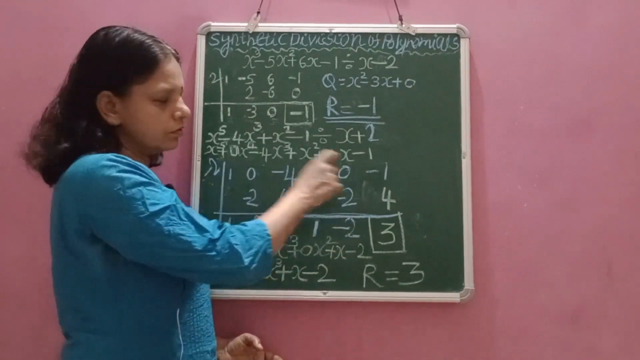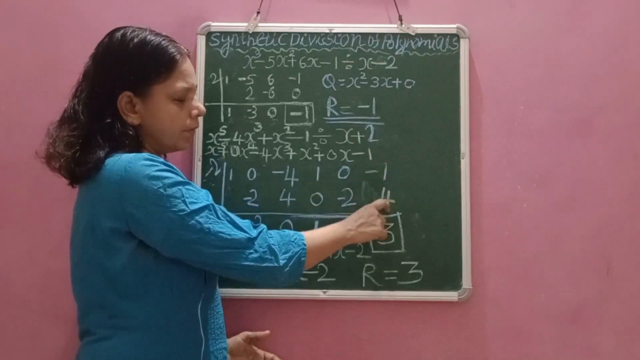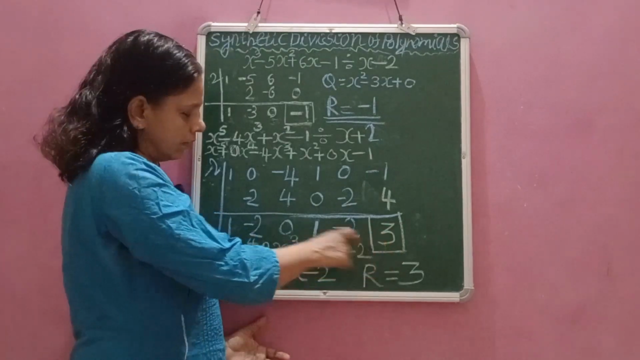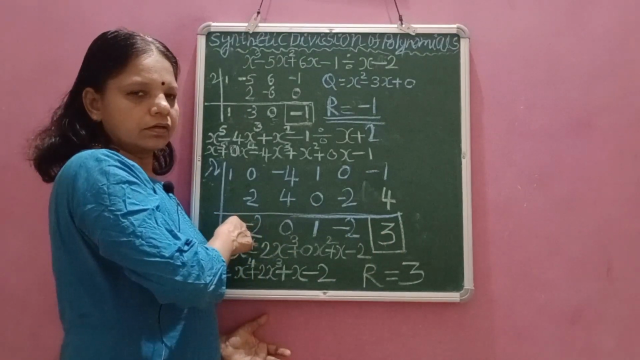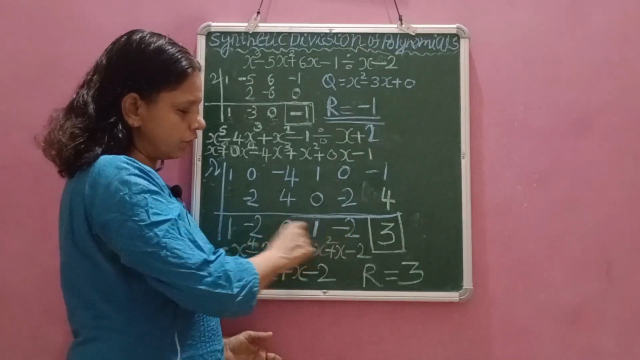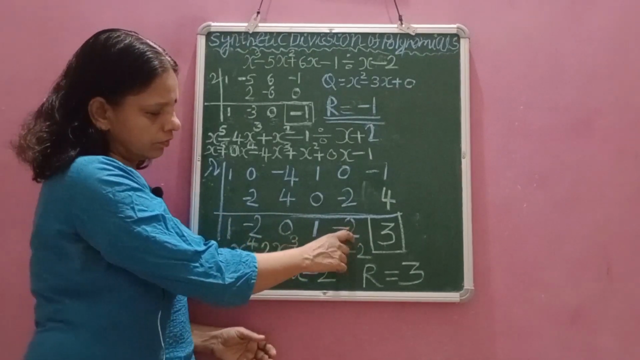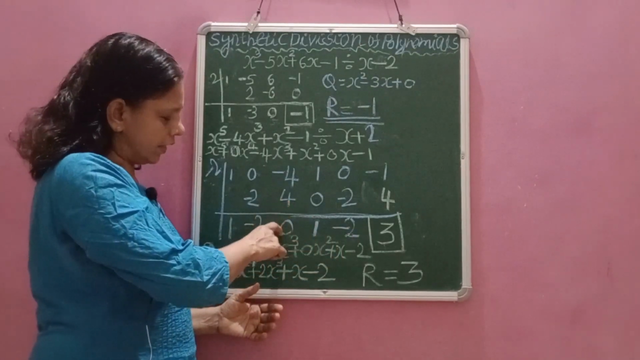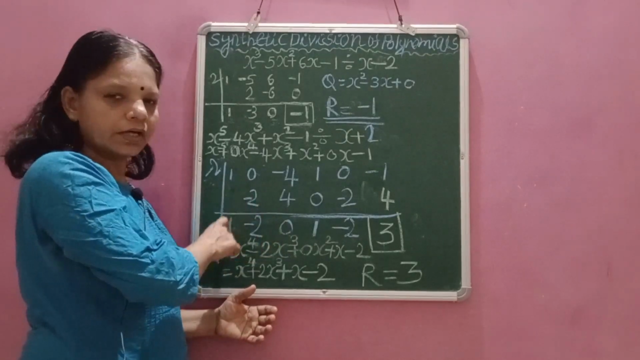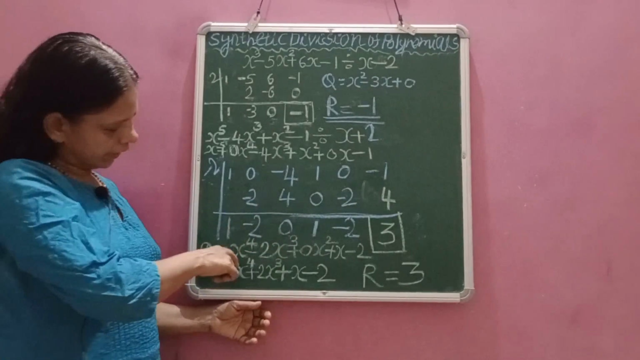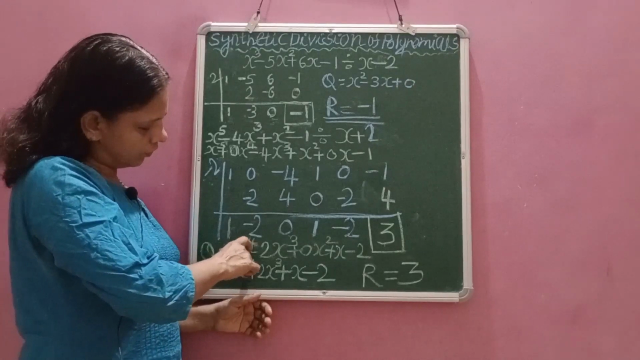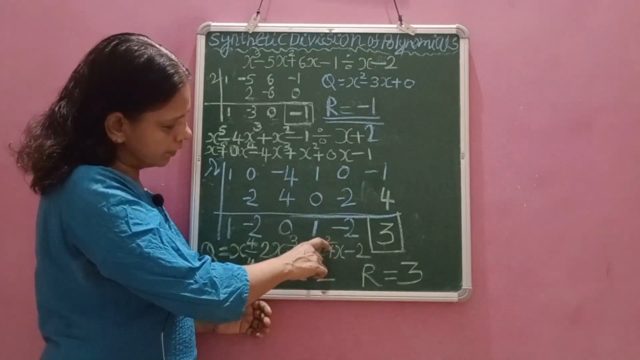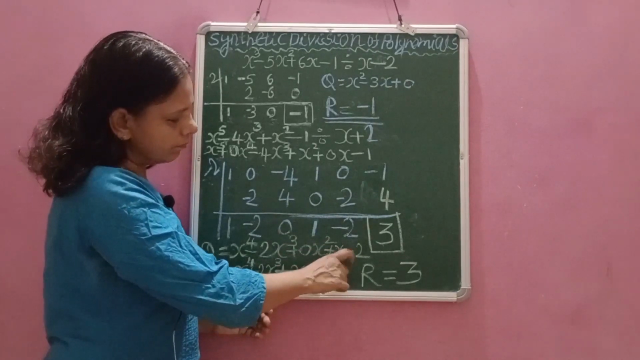Minus 2 into minus 2, 4. Minus 1 plus 4, 3. So the last number obtained is remainder. Remaining you have to write the index form. This is the coefficient form of the quotient. So this is constant, x term, x square, x cube, x4. So the answer is x raised to 4 minus 2x cube plus 0x square plus x minus 2.